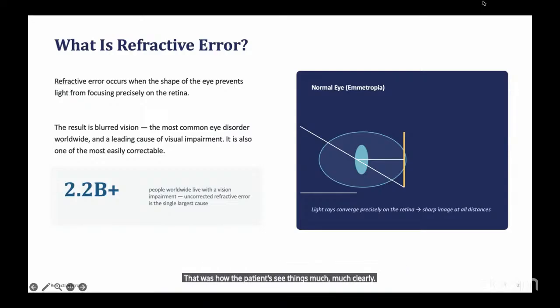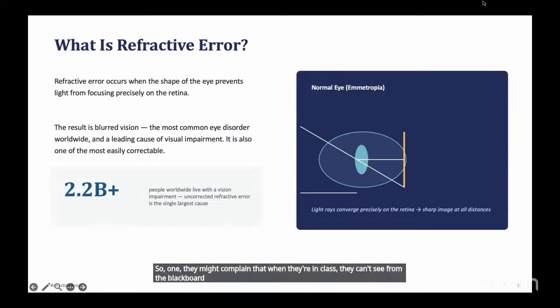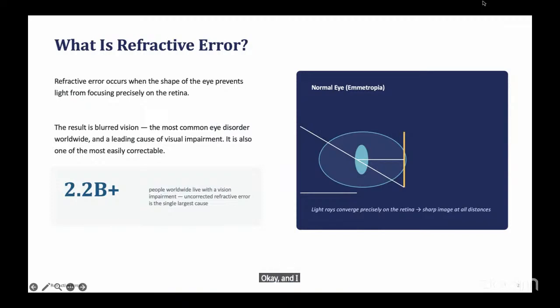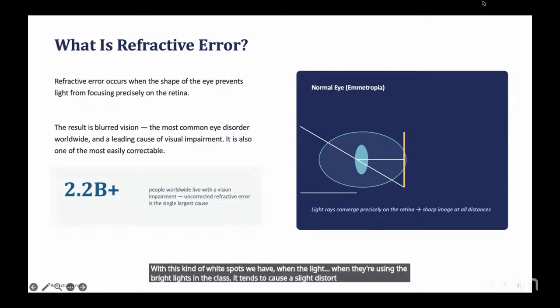So assuming your child has myopia, what do you expect to see? One, they might complain that when they're in class, they can't see from the blackboard. I also want to put it across that it's not always that they can't see. Sometimes the lighting in the classroom also plays a role. With these kinds of whiteboards we have, when they're using the bright lights in the class, it tends to cause a slight distortion on the board.